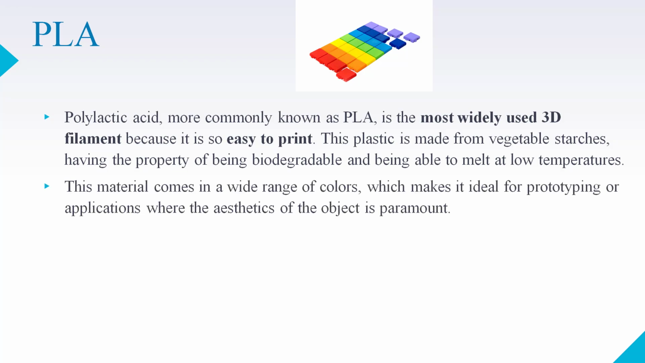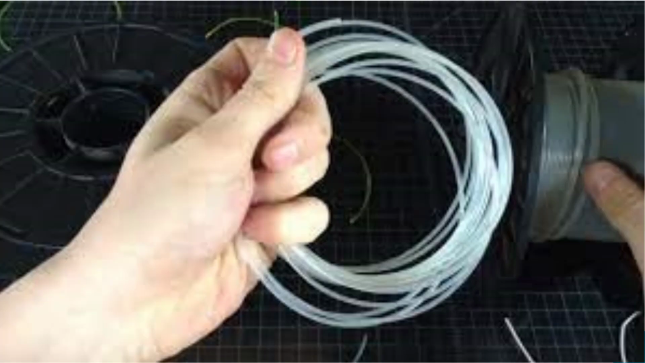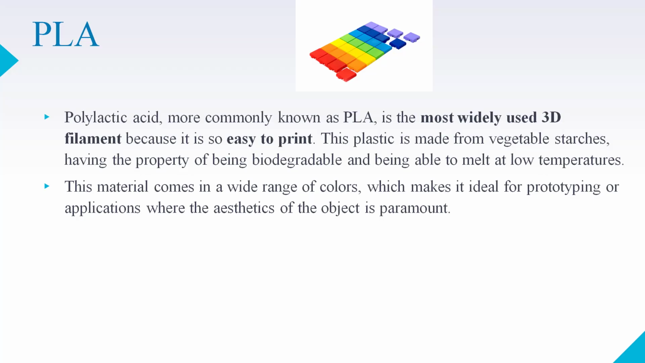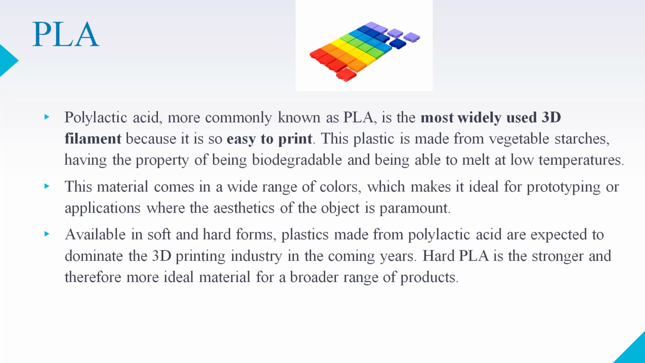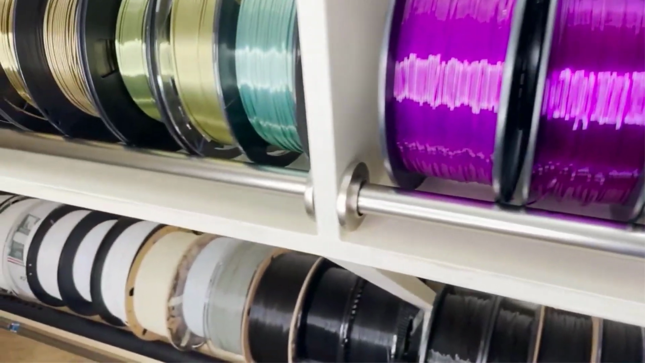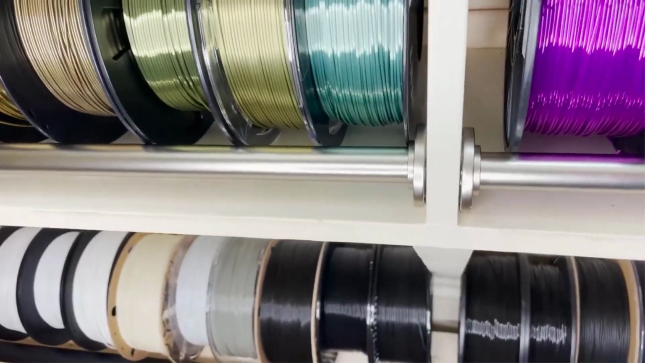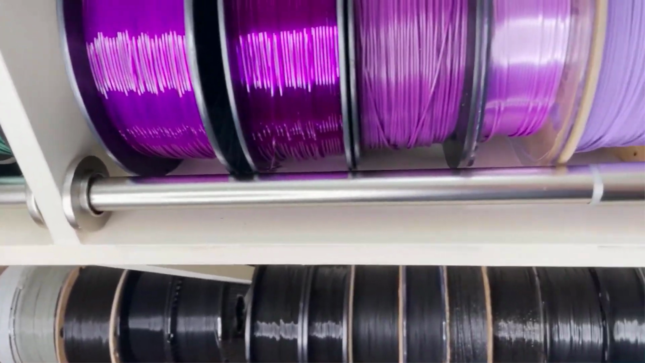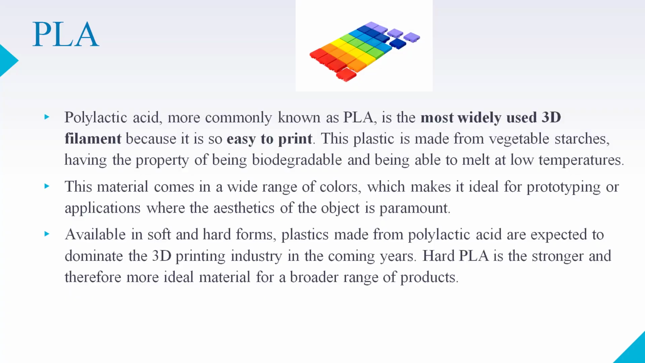Now these materials come in a wide range of colors. There are plenty of colors if you talk about PLA materials, which makes it ideal for prototyping or applications where the aesthetics of the object is paramount. PLA is available in soft and hard forms both. Plastics made from PLA are expected to dominate the 3D printing industry in the coming years. Already it is dominating the 3D printing industry. In coming years, the demand will increase.